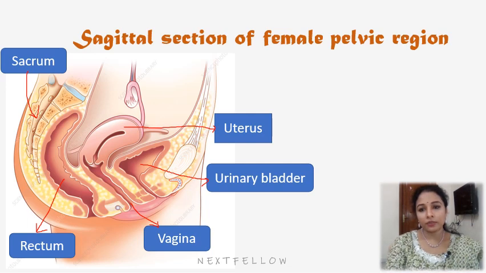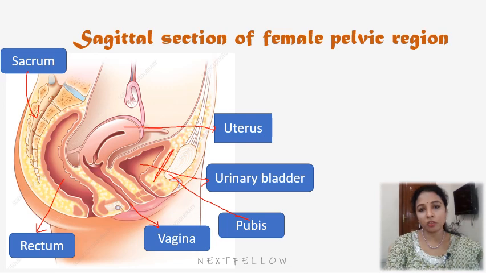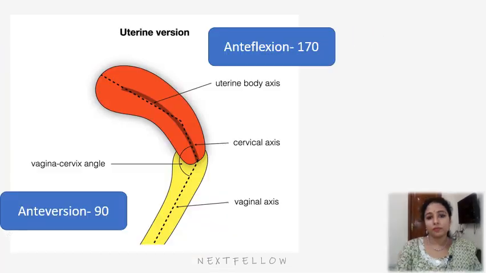And anterior to the urinary bladder is the pubis. The space between the pubis and the urinary bladder is the retropubic space or space of Retzius. Let's see the position of the uterus. The uterus is normally in anteverted and anteflexed position.